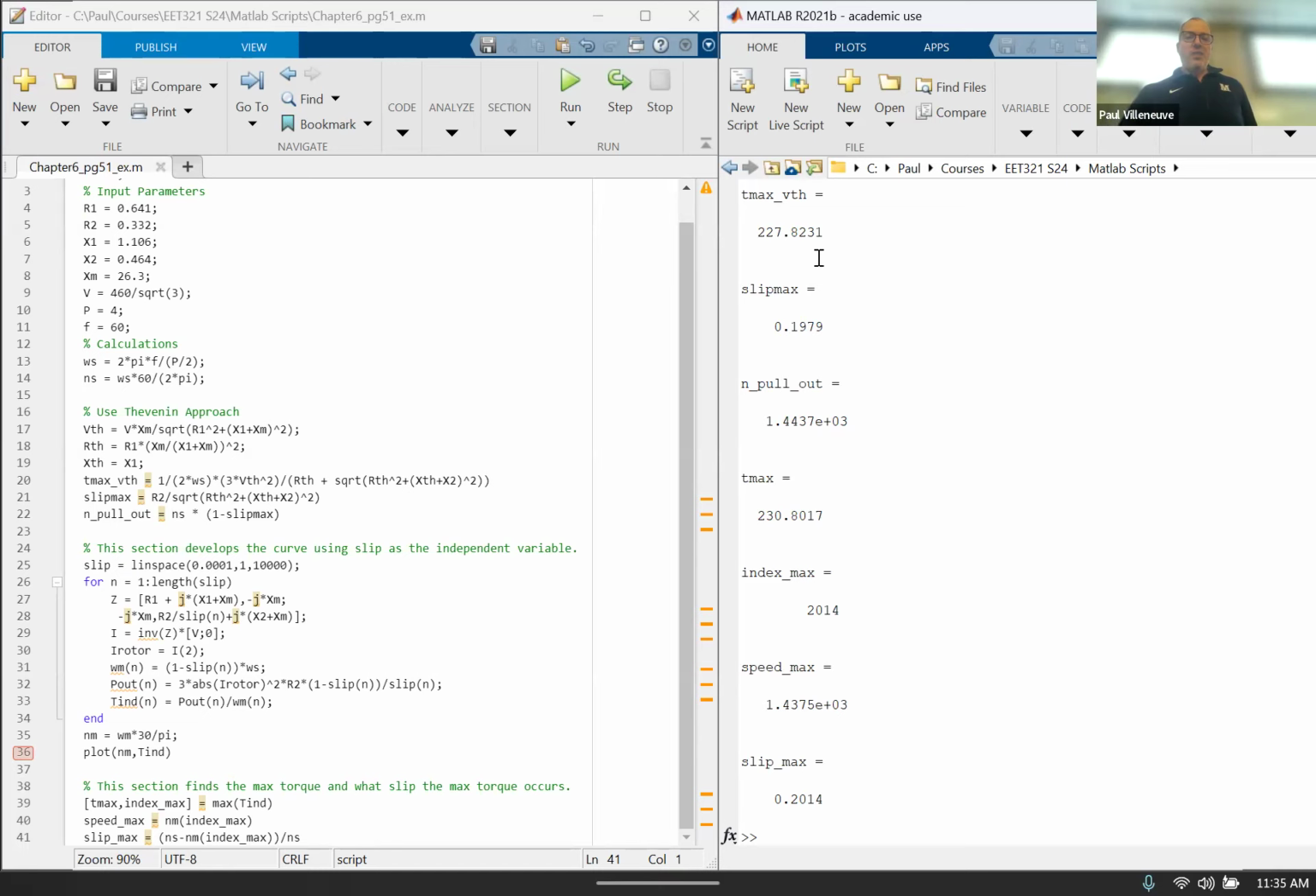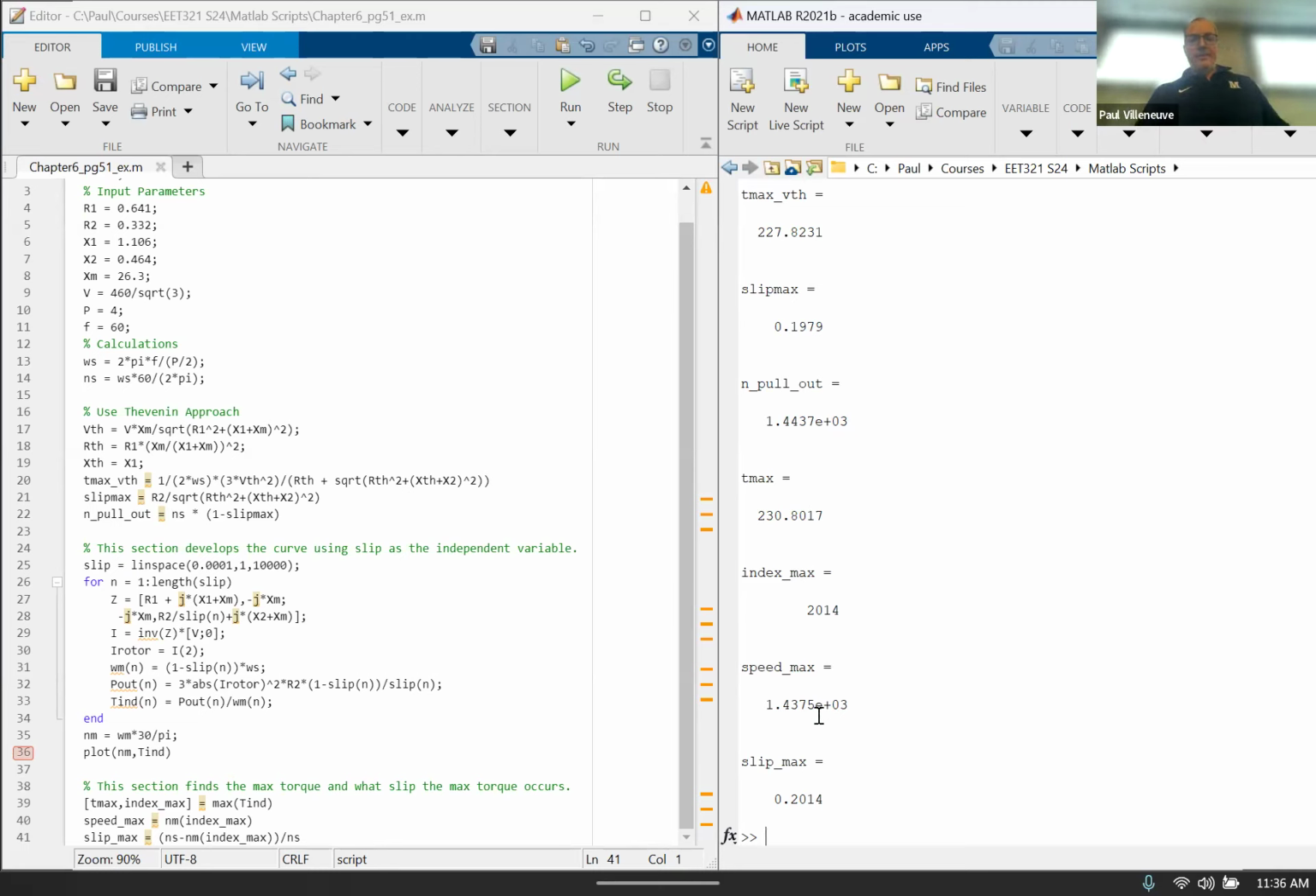Okay, so you can see it's 227.8 versus what we did with a more exacting approach. We got 230.1 or 0.8. Max torque occurred at 0.1979, where we calculated it at 0.2014. And then the speed difference you can see is 1444 versus 1438. I don't know, these are about the same. So yeah, they're pretty close to being the same. This is 443.7 and this is 443.8.